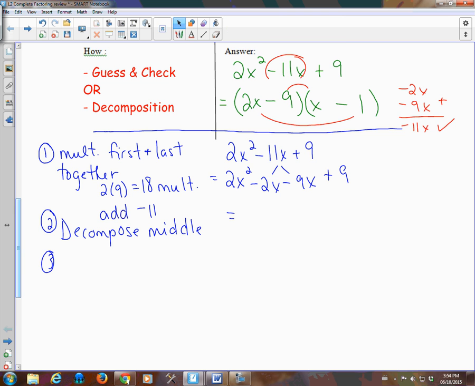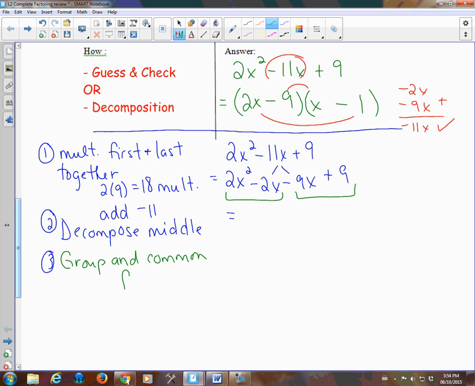Once I decompose the middle term, I group the first two together, and I group the last two together, and I common factor. So if I look at my first group, the common factor is 2x. When I divide, I'm left with x minus 1. I group the second two together, my common factor is minus 9, and I end up with x minus 1.